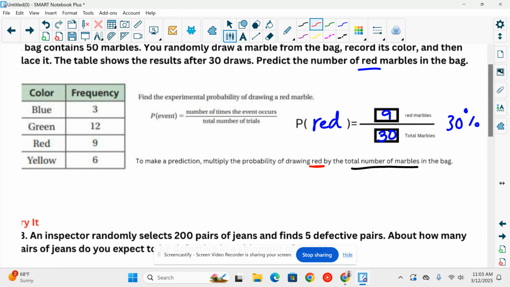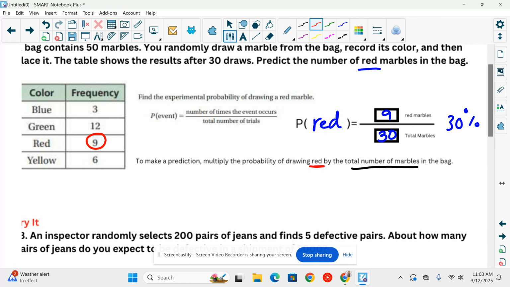Alright, so let's go take a look over here in our chart, a little graph. We locate red first. That'll tell me everything. What does red say? Total draw. Red, we got 9 of them. Now, to get the total, it's real simple. Add them up. 3 plus 12 plus 9 plus 6. Now, raise your hand when you get an answer.